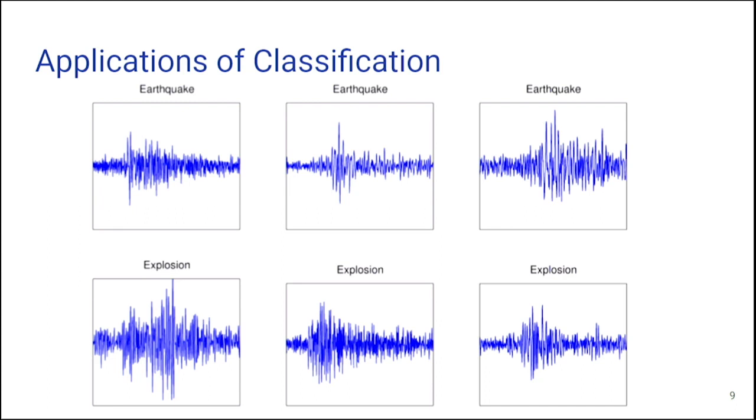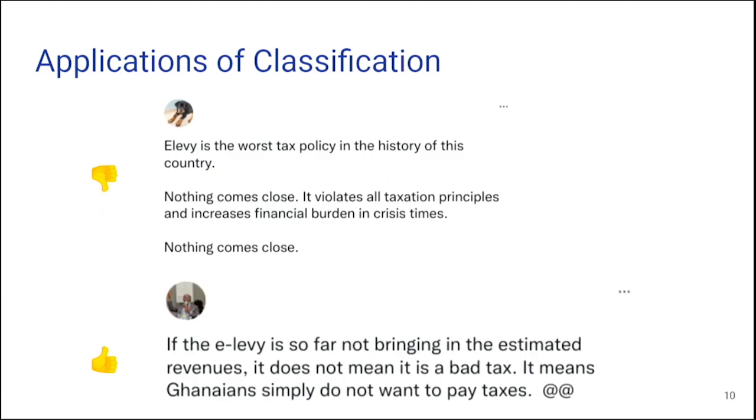And then we could also have text. So we could do sentiment analysis on text, right? So what I did was to basically pull some tweets on e-levy. And what we could do is that we can build a model given this corpus of text. Can the model tell us what is the public sentiment on the e-levy, right? So here we can see someone says e-levy is the worst tax policy in the history. Clearly a negative sentiment, right?